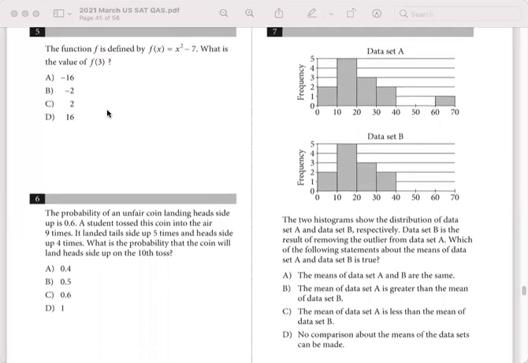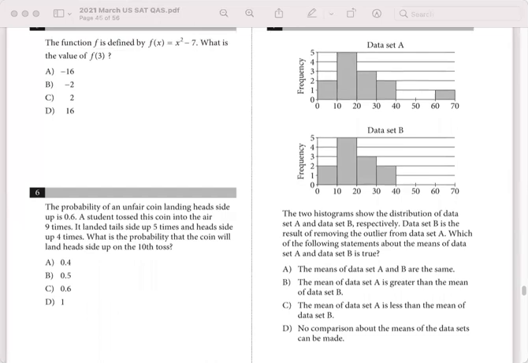Okay, let's look at question 7. So these are two histograms. The two histograms show the distribution of data set A and data set B respectively. Data set B is the result of removing the outlier from data set A. Which of the following statements about the means of data set A and data set B is true?